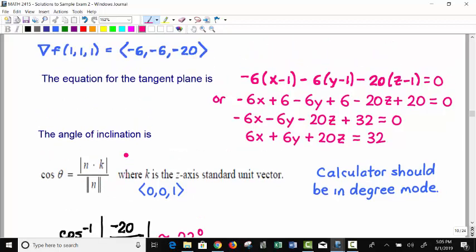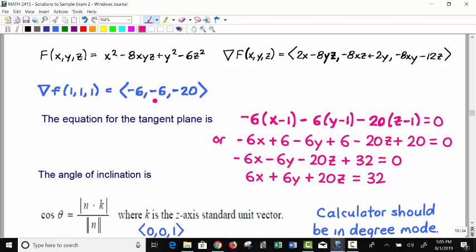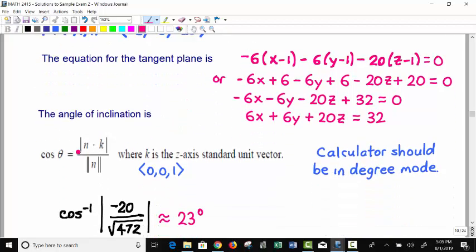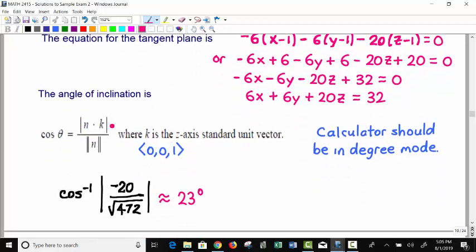So all you do is take your normal vector right here, negative 6, negative 6, negative 20. You dot it with 0, 0, 1. And you'll get negative 20. Now this has absolute value. This one's absolute value because it's important that we're looking for the shortest angle to the plane. So it's going to be something between 0 and 90. So it's not going to be between 90 and 180.